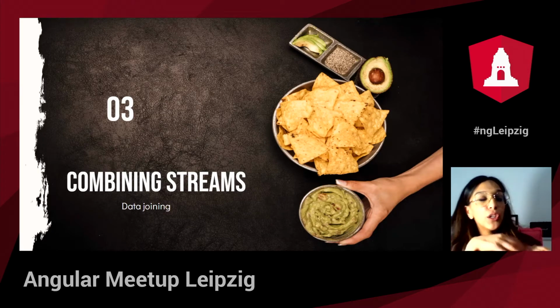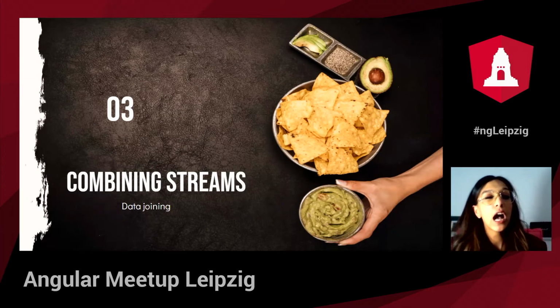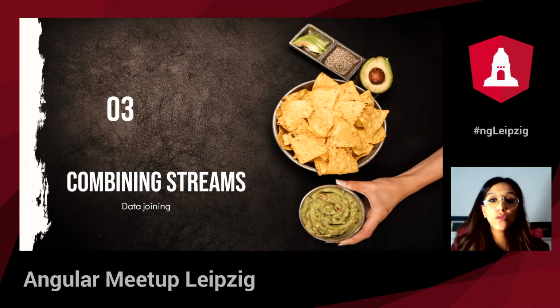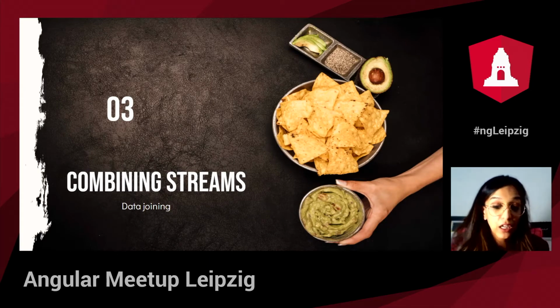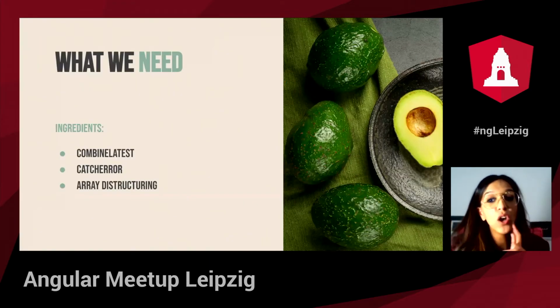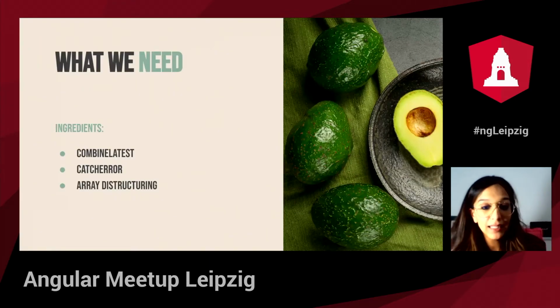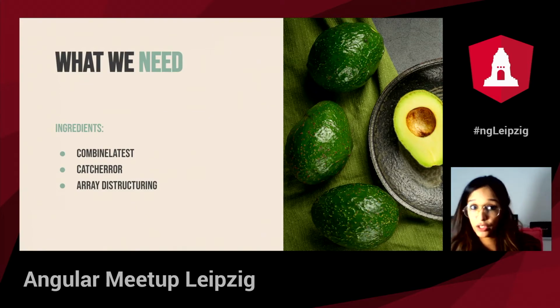Okay, well, as we are working with streams and we are sharing our streams with all the components, we are exposing them in the service. So to make your application highly reactive, you can just retrieve those streams and transform them or combine them in order to display something in the view. Okay, and for this, we'll need the combineLatest operator, catchError, and array destructuring strategy.